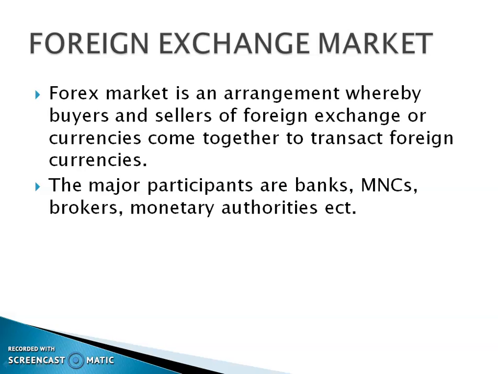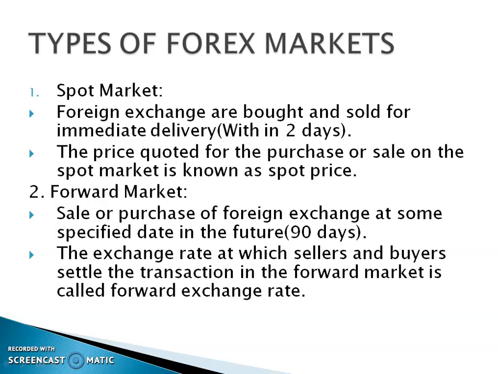The major participants here are banks, MNCs, brokers, monetary authorities, etc. These are the people who generally trade foreign currency. Then there are two types of foreign exchange market. First one, the spot market. A spot market is the immediate delivery market. That is, foreign exchange is bought and sold for immediate delivery, that is within 2 days. That means transactions are settled within a couple of days. The price quoted for the purchase or sale on the spot market is called the spot price.